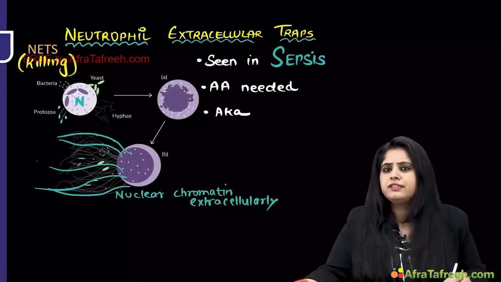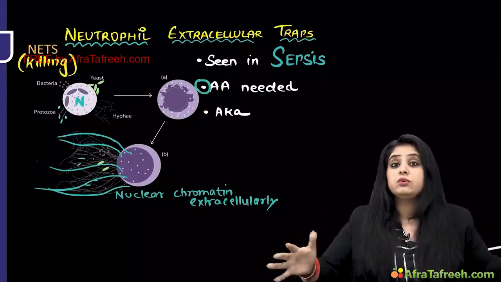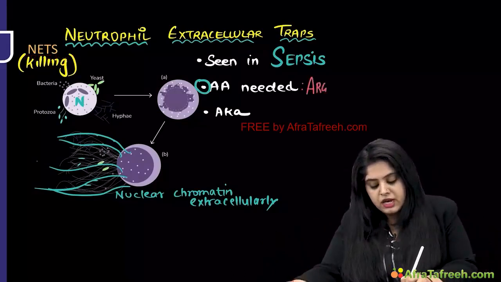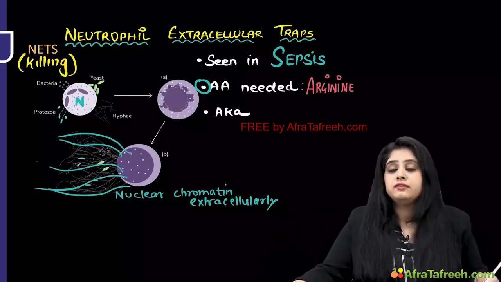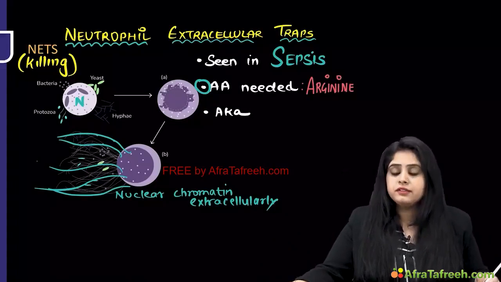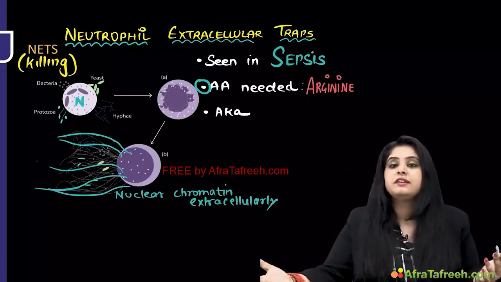So you know which amino acid is needed? PYQ. Ye sab karne ke liye, all the nucleus being sent out, which amino acid is needed? Very important question. It is arginine. Arginine is needed for this entire process of killing. Very important previous year 2017 question it is. Which amino acid? Arginine.